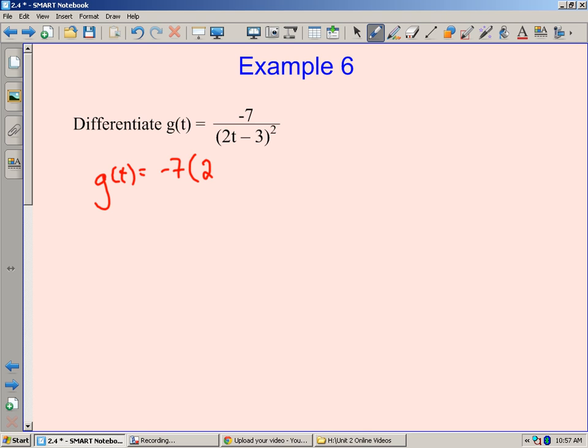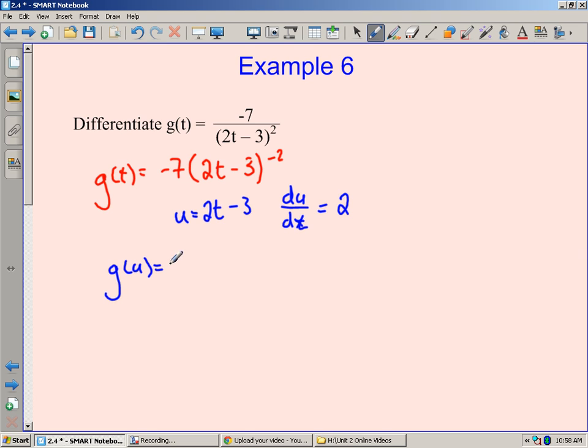Since you only have a t in the bottom, I'm going to write it with an exponent of -2. By writing it with an exponent of -2, I get rid of the whole idea of the quotient. And it's not even a product rule because the top doesn't have a t in it. It's just going to be a power rule situation. But again, I need to say, okay, u is 2t minus 3. If I take the derivative of that, with respect to t, then I get 2. And so now my g of u function is really -7 times u to the -2 power.